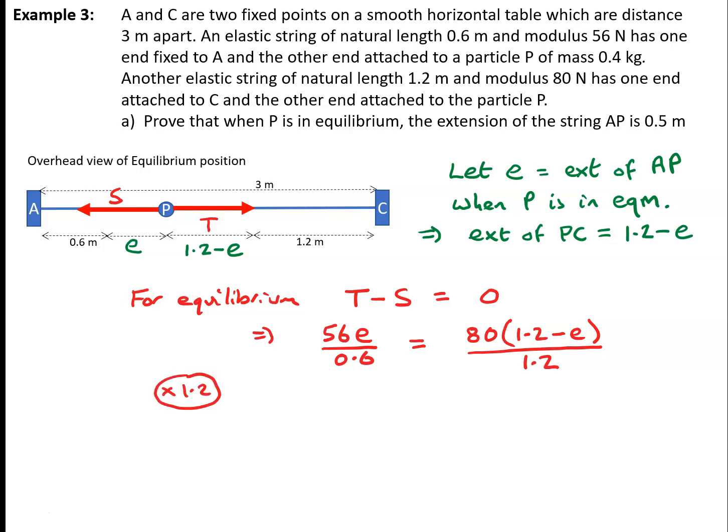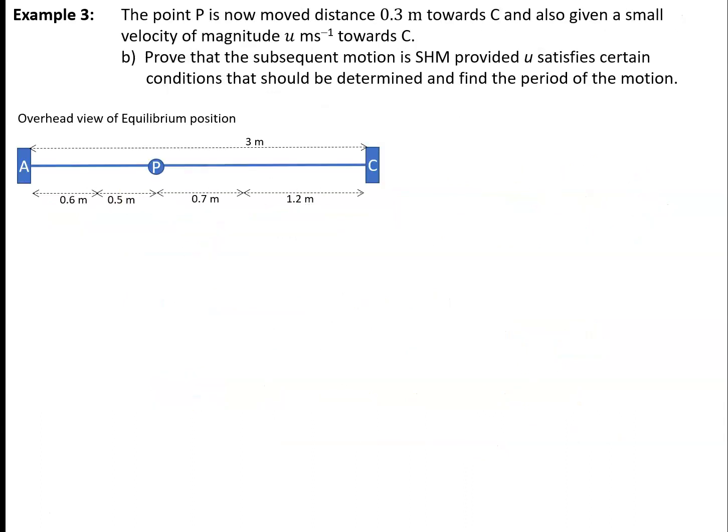Multiplying up by 1.2 gives me 112e equals 96 minus 80e. In other words, we've got e is 96 divided by 192, which is 0.5, as required. So there's the equilibrium position, fully described.